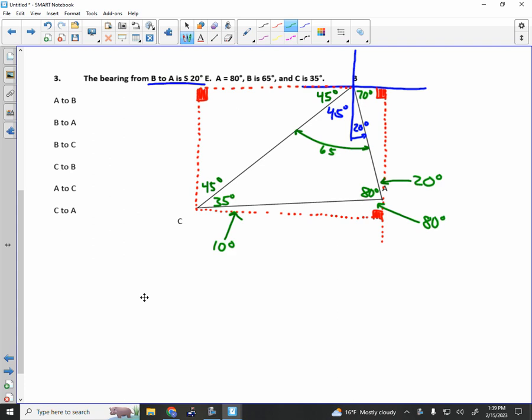So we already have a bearing. It tells us right here that the bearing from B to A is south 20 degrees east. B to A is south 20 degrees to the east. So that can be 180 minus 20 or 180 plus 20. 180 minus 20 is 160 degrees. Nice job, Mr. Kenny.